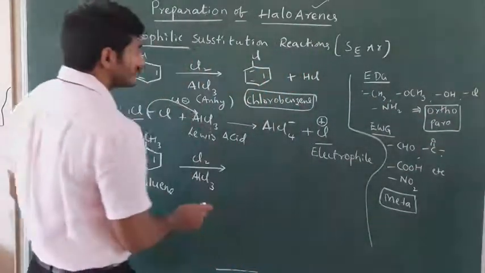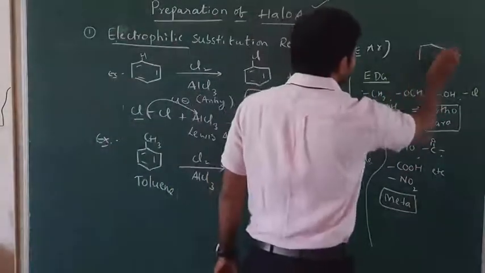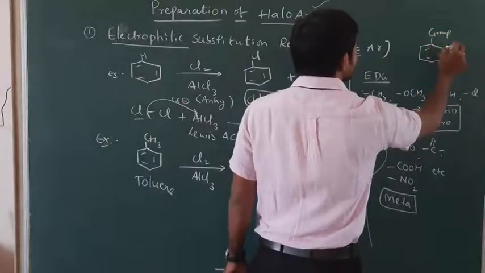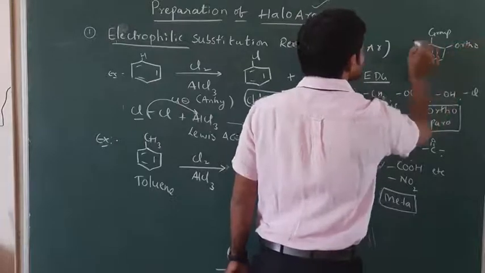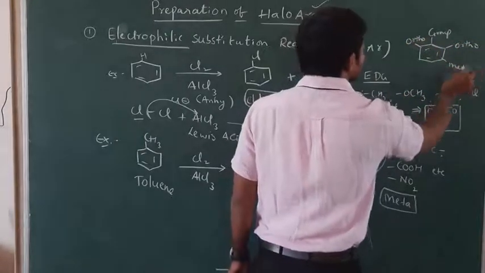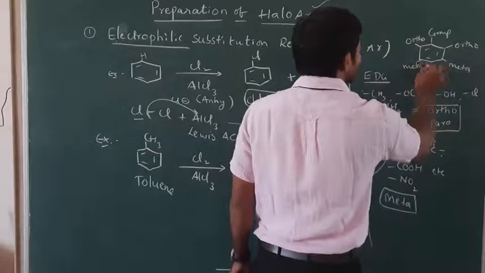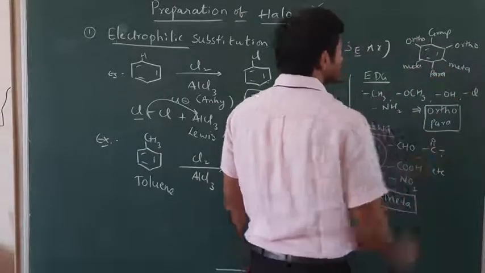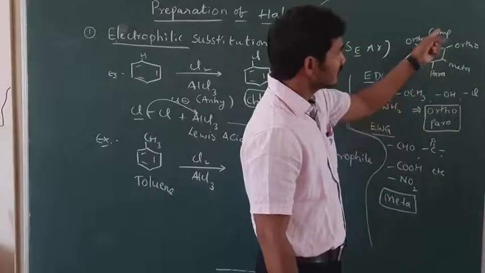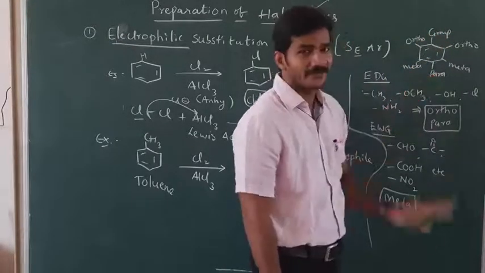So which is ortho? In the benzene nucleus, if any one group is there here, these two positions are ortho. This is ortho and this is also ortho. These two are meta. This is meta and this is also meta. And this is para. For this group, these two are ortho. For this group, these two are meta. For this group, the opposite position is para.